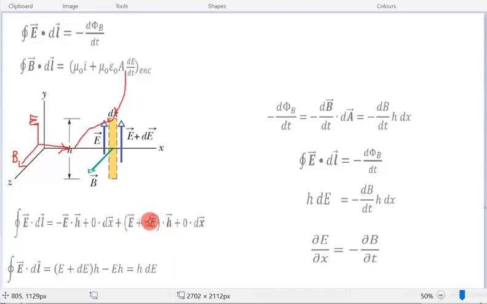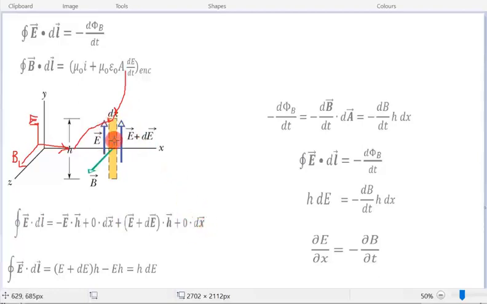E plus dE multiplied by H. So this side is multiplied by the length, which is H. The electric field along this line is E plus dE. That's what we've multiplied here. Plus electric field times dx. There is a small dx, but the electric field along the x-axis at this side is 0. There is no horizontal component of the electric field, so that will be 0 multiplied by dx. This one represents the L, the length of the line integral.